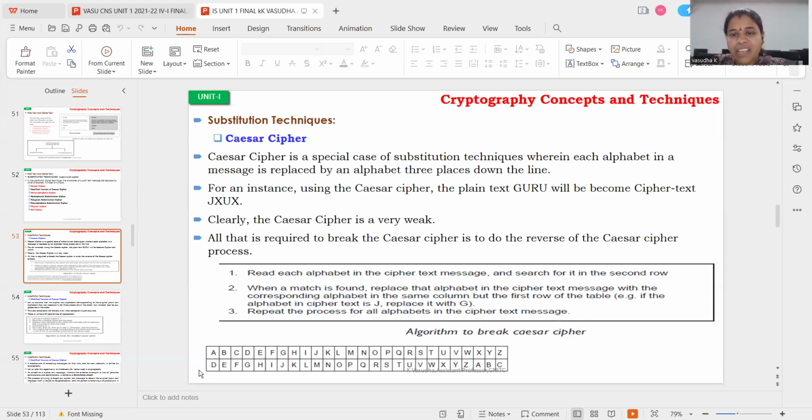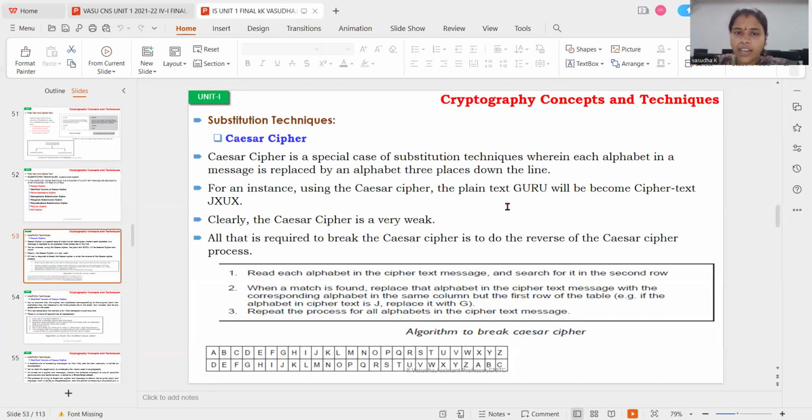That means here +3 we have done. If +3 is done, in the place of A, I am substituting D. So this is the methodology of Caesar cipher, where I am just substituting the letters, the alphabets I have here. In the place of A, I'm substituting D. Like that, in the place of O, I'm substituting R.